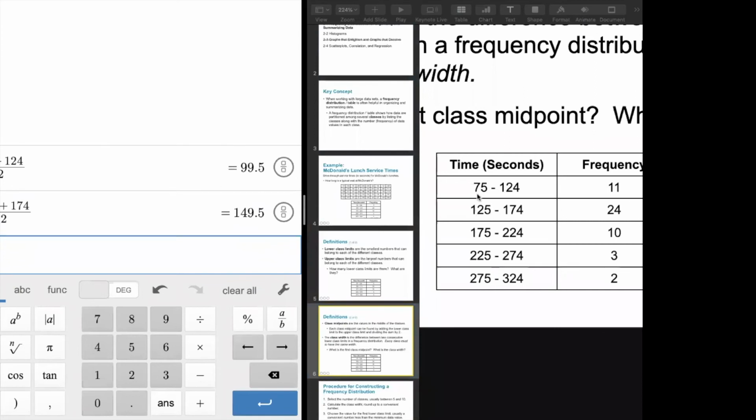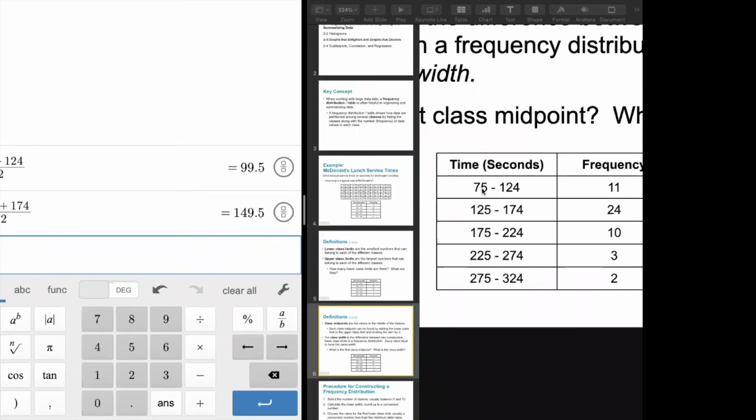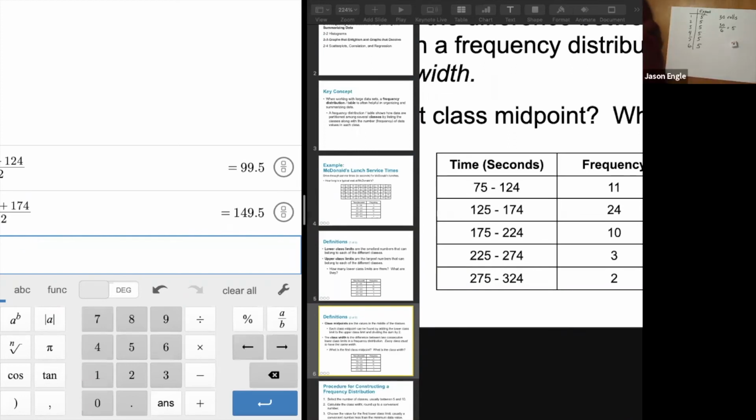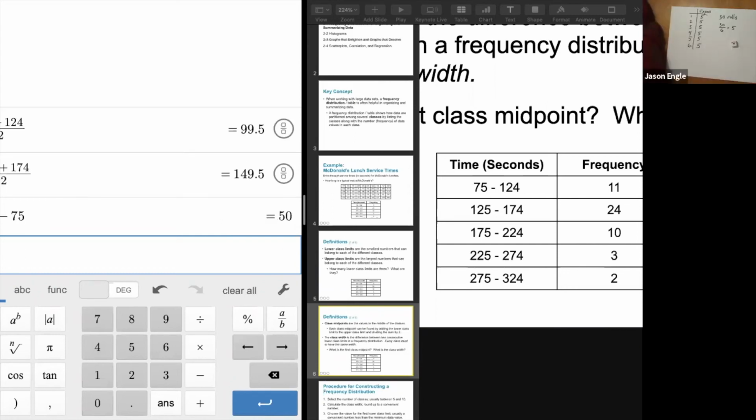Yeah. So I'm looking at the lower class limit of each class. For example, if you look at the first class and the second class, the first lower class limit is 75, the next lower class limit is 125, and the difference is 50. And notice if I look at the second and third classes, 175 minus 125 is also 50.